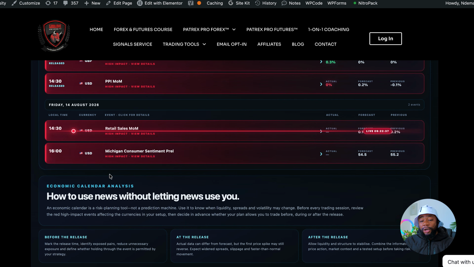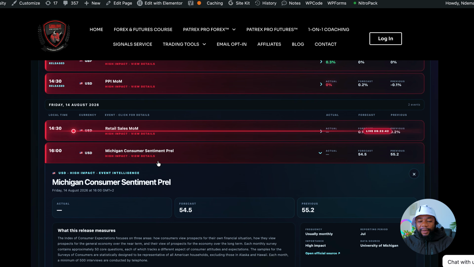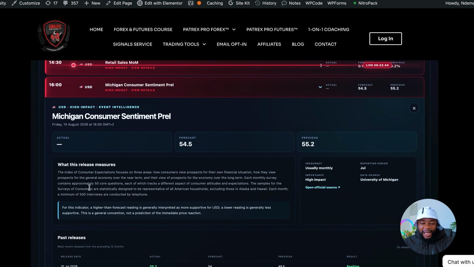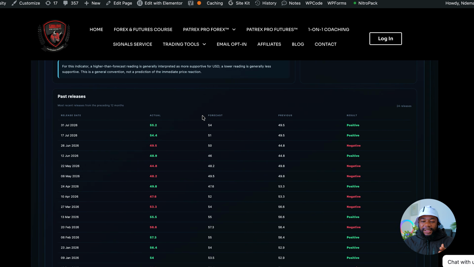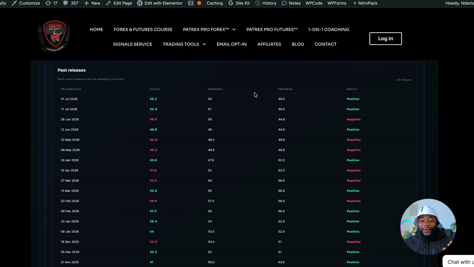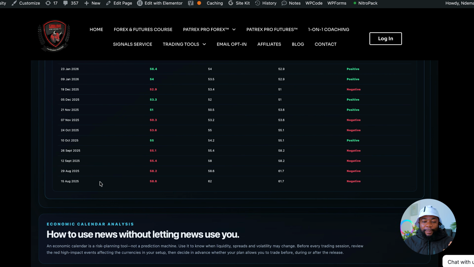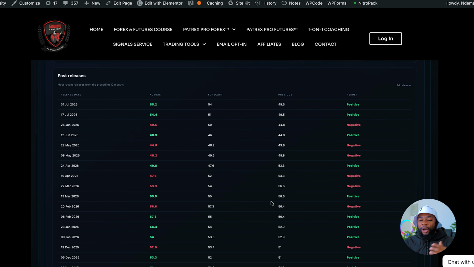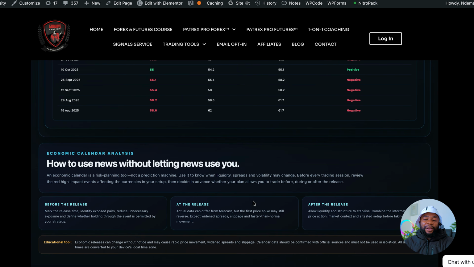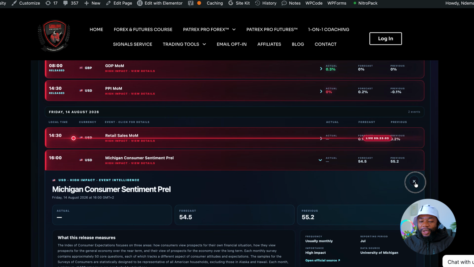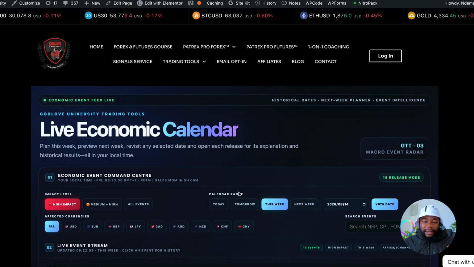And if you're doubting what it stands for, just click on it. Michigan sentiment, I've never traded that one myself. It doesn't move the market. You can read that the index of consumer expectation focuses on 3 areas: how consumers view prospects and so on. These are all the past data. Even if you want to go right back to 2025, to see all the past data, they are right there for you to see on the website, and it's updating in real time.